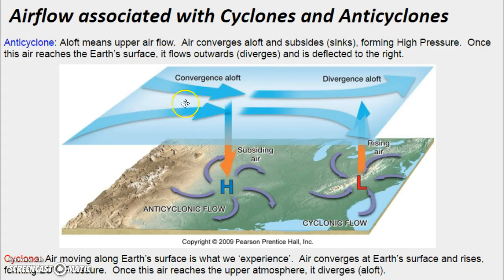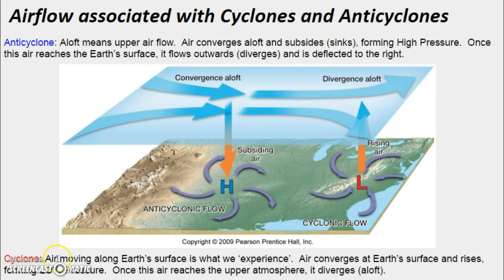So notice we're now going to put the whole picture together. Convergence aloft. So we're looking at an anticyclone. Air converges aloft. It subsides. It is driven outward at the Earth's surface and deflected to the right. So high pressure is the result of air converging. It has to go somewhere. It goes downward, travels towards the Earth's surface. A cyclone is pretty much the opposite of that.